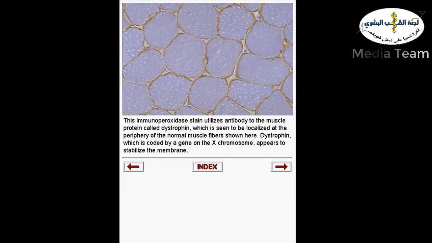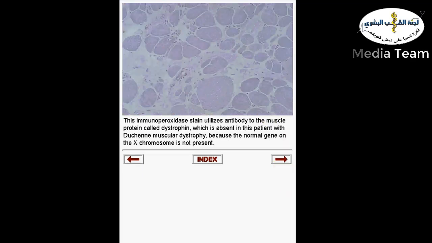Now we said that we have dystrophin localized in the membrane. Here this is from normal muscle, from a normal person, and here we have an immunostain with antibodies against dystrophin, and that's a strong brown circumferential stain. It's around the whole circumference of the fibers. So this is a normal person, and he has intact dystrophin protein in his muscles.